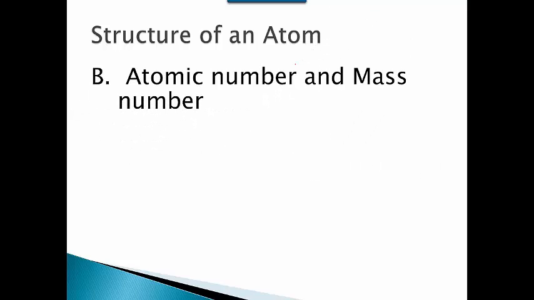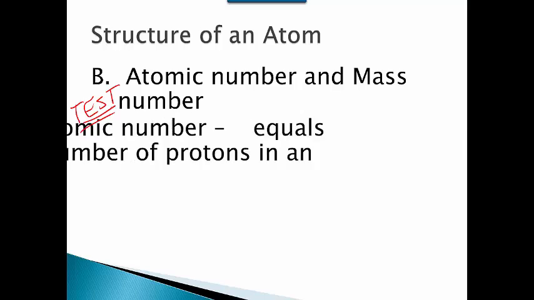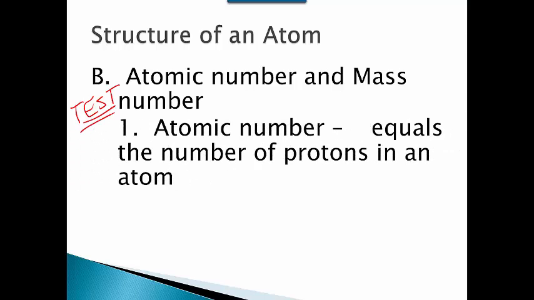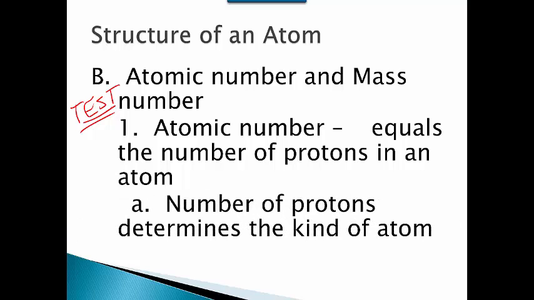Now, some other vocabulary would be atomic number and mass number. These are two words that you need to become very familiar with. Guaranteed that these are test questions. You need to know what the atomic number and what the mass number are. The atomic number equals the number of protons that are in the atom. So the number of protons, again, the positively charged pieces that are in the atom. This is unique. Every single element is different. So the number of protons that you have determines the kind of atom that you have.